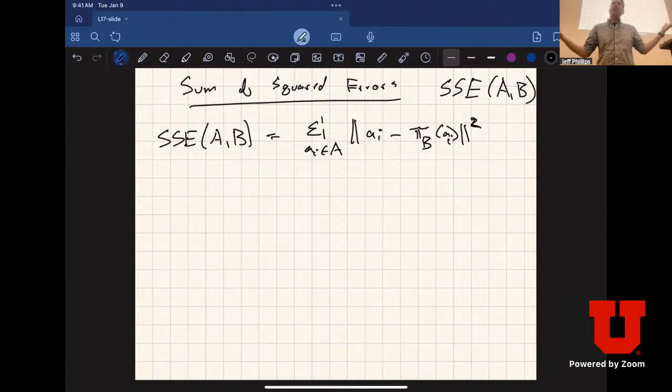Okay, why do I use squared distances instead of just distances? Why don't I just preserve the sum of distances? A distance is always positive. So if I take this as Euclidean distance, it has to be positive already.